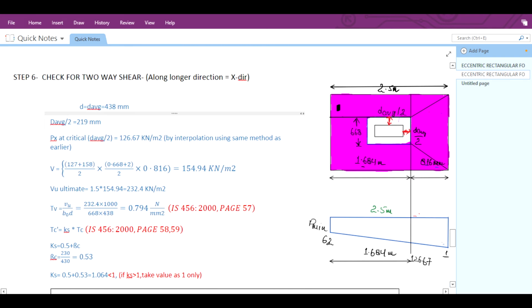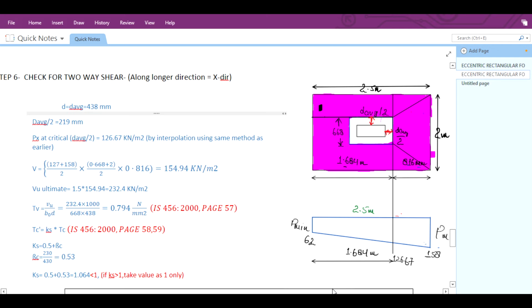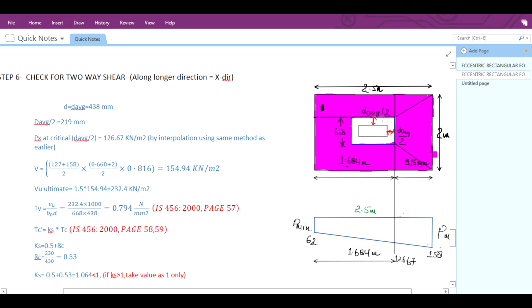Now we'll go for the check for two-way shear. This is also called punching shear, where your column punches into the footing, so that check is for that value only. And one more thing, we have to take the effective d value at the average depth in this calculation.